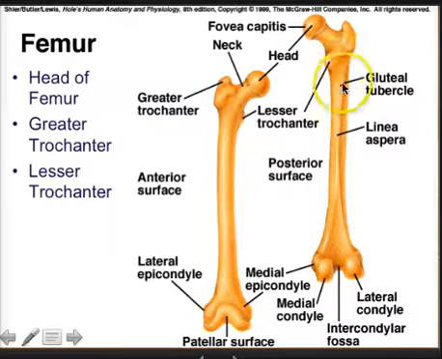That will lead to the greater tubercle, which will lead to this line called the linea aspera. You can see that the medial surface will have medial epicondyles, very similar to the humerus. There are also lateral epicondyles. On the posterior side, you will see an intercondylar fossa. On the anterior surface, you will see a patellar surface. This patellar surface will articulate with the knee bone, the patella.